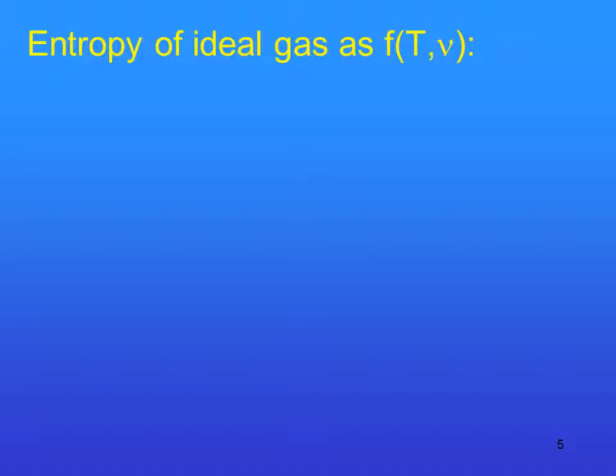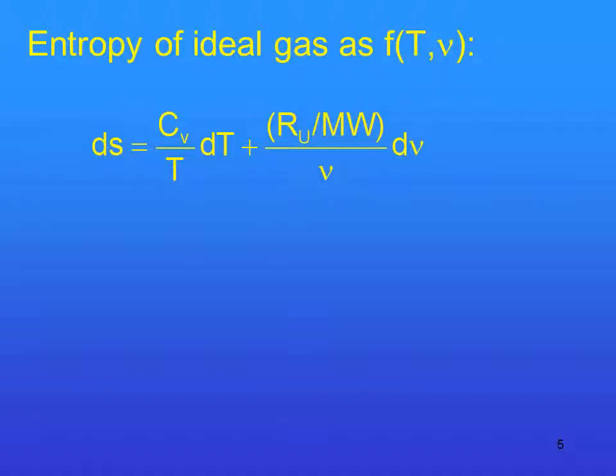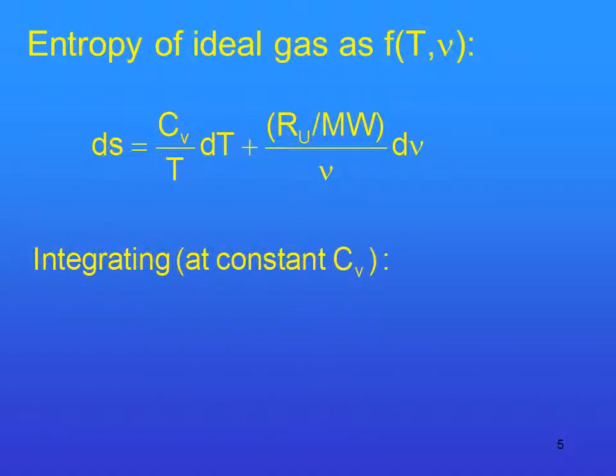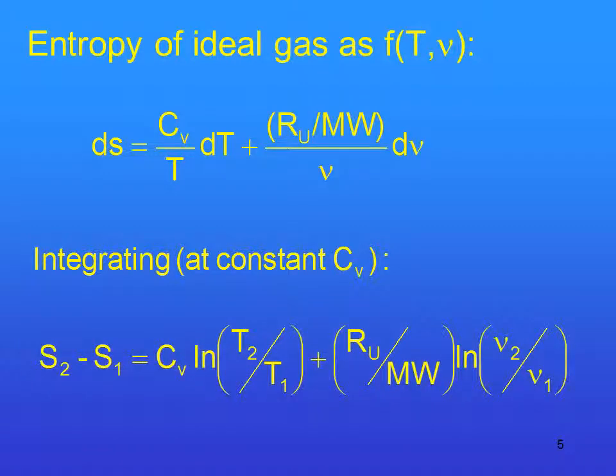The entropy of an ideal gas as a function of T and V, then, is also, we've done this before, ds is Cv over T dT plus R over molecular weight dV over V. Integrating at constant Cv yields this equation. And again, I suggest you stop and prove that.